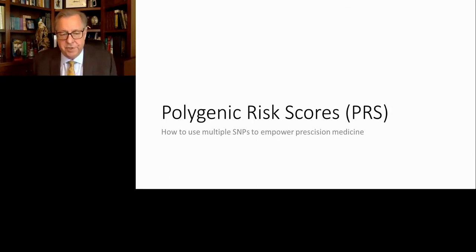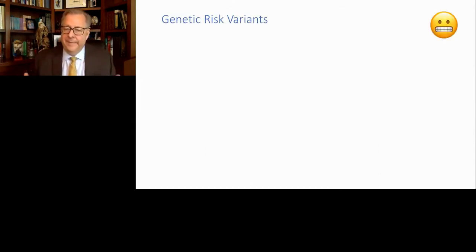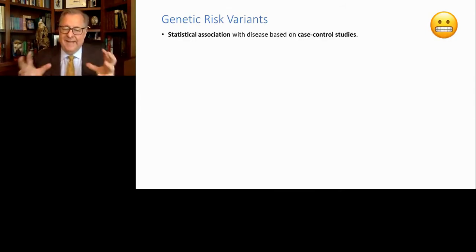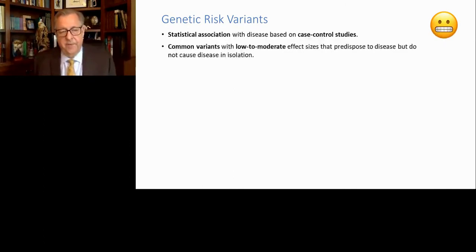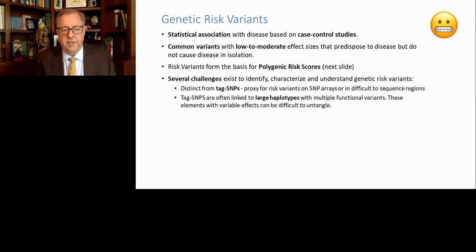So let's consider the polygenic risk score. How do you put multiple SNPs together to empower precision medicine? Well, there's a lot of problems with this, and it has been very difficult for it to gain traction. Part of the reason is that these variants are found by association studies, where you take all the cases and all the controls, not looking at mechanism, but at disease symptoms. And it could even include things like ICD-10 codes or other things in order to classify these patients, even though they internally are very different. These are common variants with low to moderate effect size, so they're not disease-causing by themselves. These variants are used to make a polygenic risk score, which I'll talk about on the next slide.